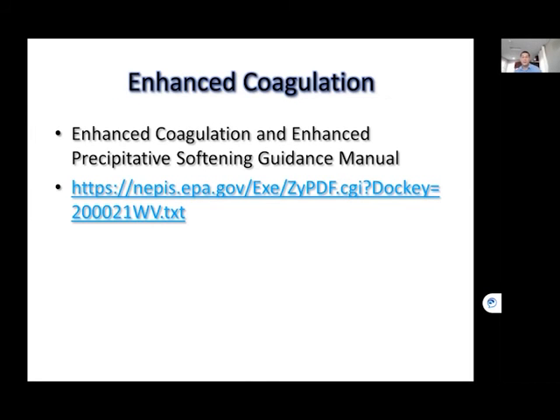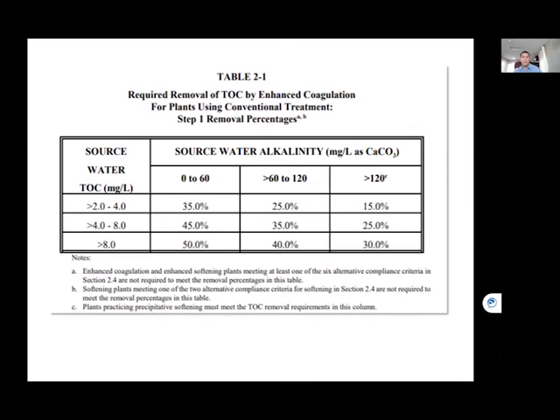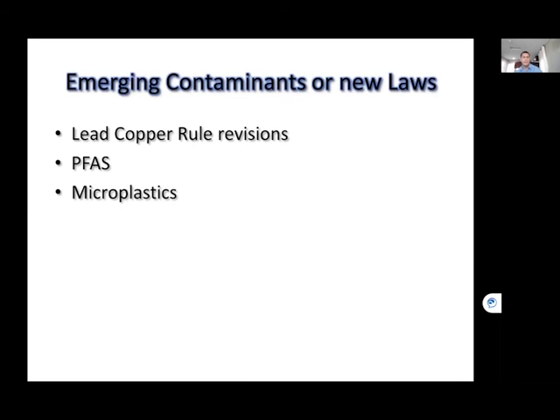There are requirements for enhanced coagulation. They require removal of TOC by enhanced coagulation, again in an effort to reduce DBP formation, based on alkalinity and TOC in the source water. Emerging contaminants: lead and copper rule revisions, PFAS, microplastics. I think that's it.